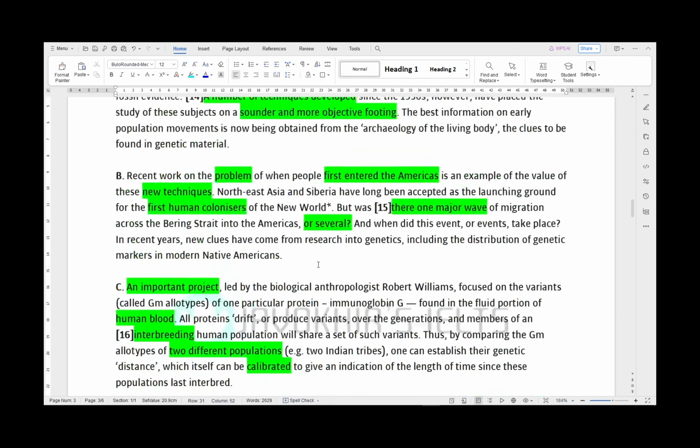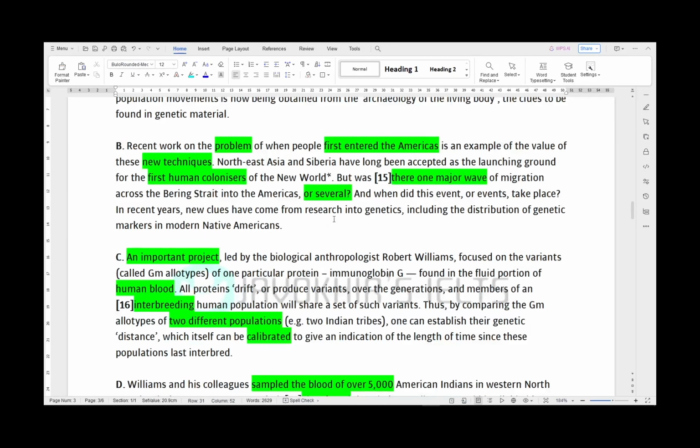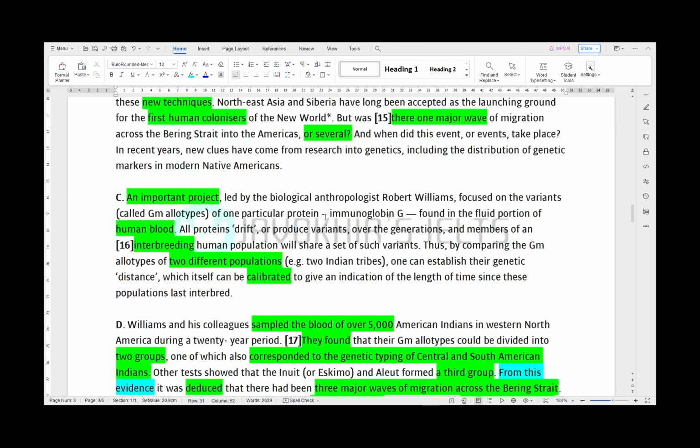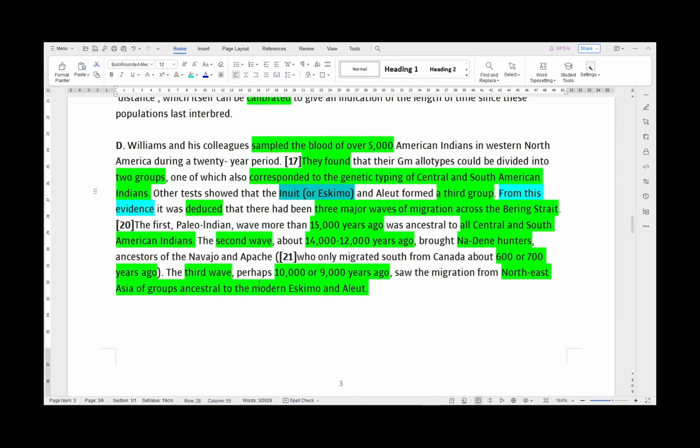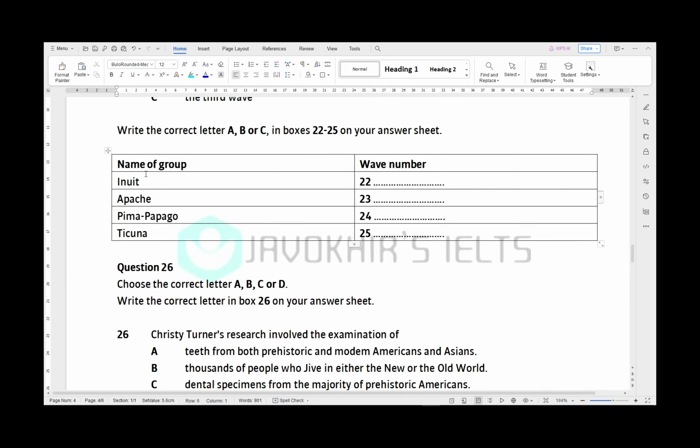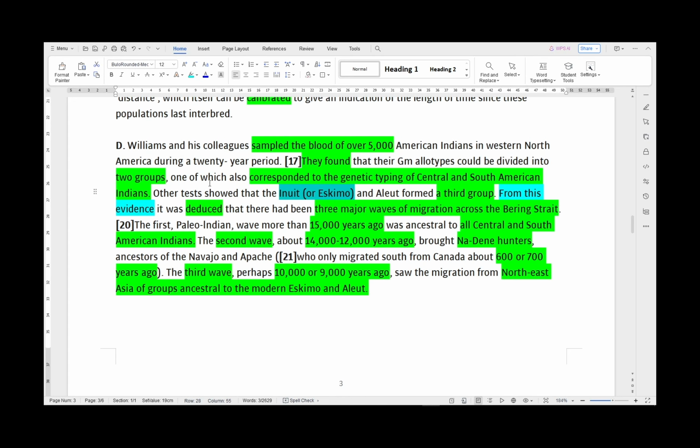Eskimos, as they are known. We remember the word Eskimo. So we remember that Eskimos or Inuits are otherwise known as Inuit. The third wave, perhaps 10,900 years ago, saw the migration from Northeast Asia of groups ancestral to the modern Eskimo, Inuit, and Inuit.